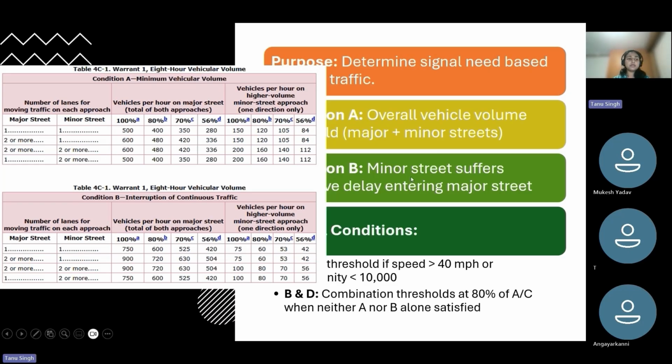Similarly, this is for condition B, interruption of continuous traffic. This ensures that the minor street traffic gets adequate opportunities to cross even with heavy major street flow.